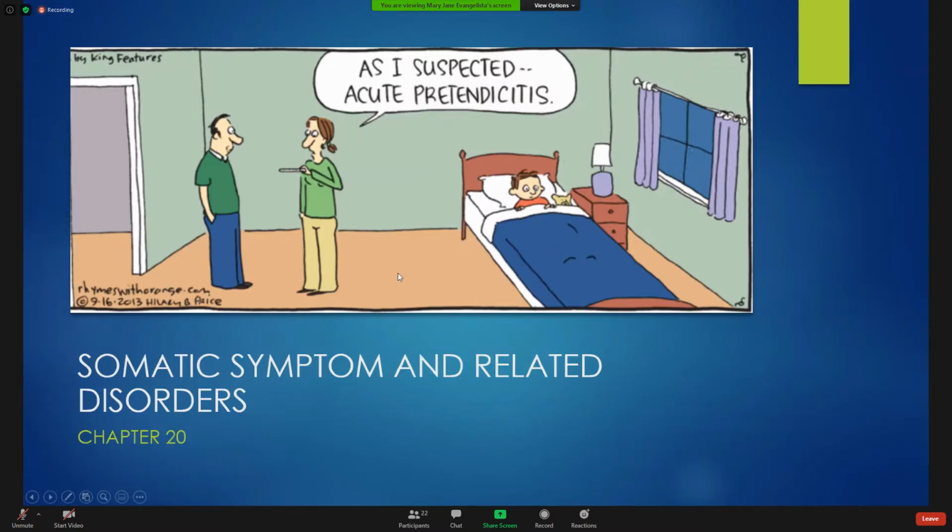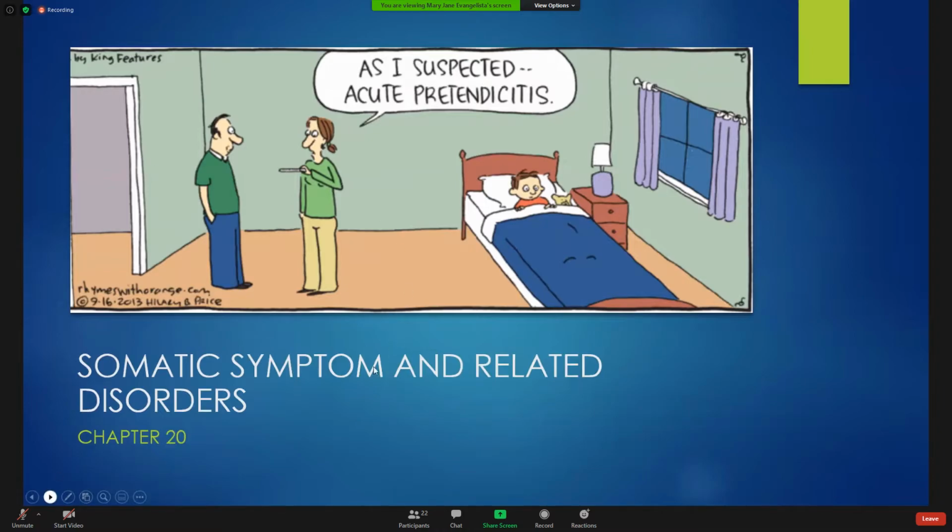Meaning to say, you will convert your anxiety, your problem, your depression to physical symptoms. Sometimes you will be paralyzed. You will have something acute. That's why we call it pretenditis, pretension. Pretenditis meaning a pretension. Or it can be something else.